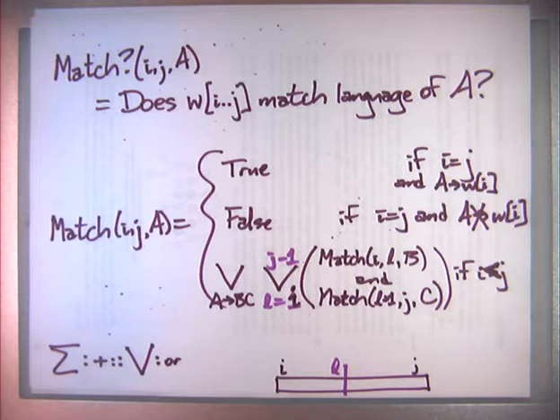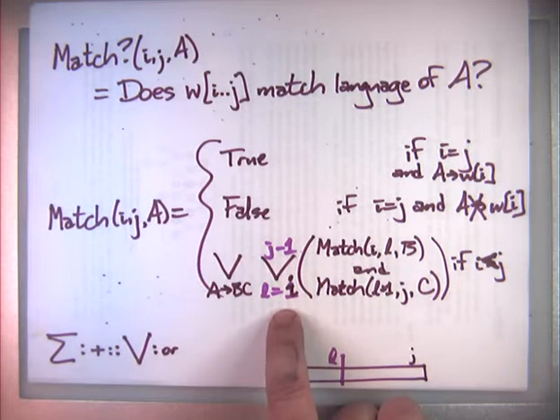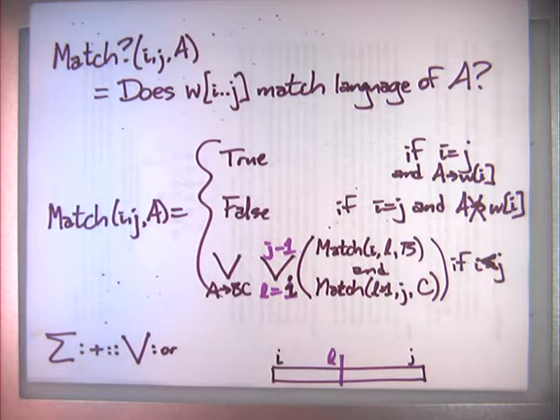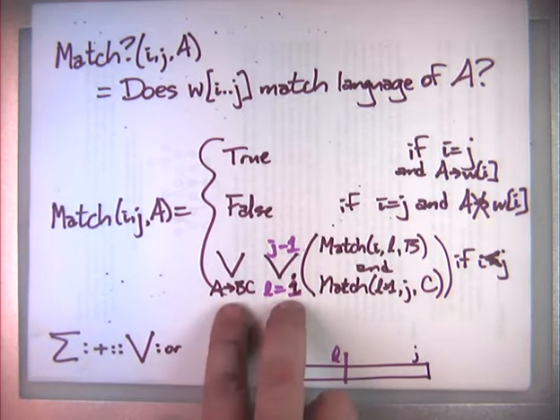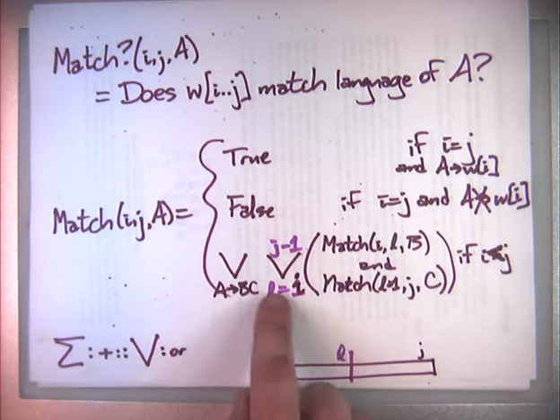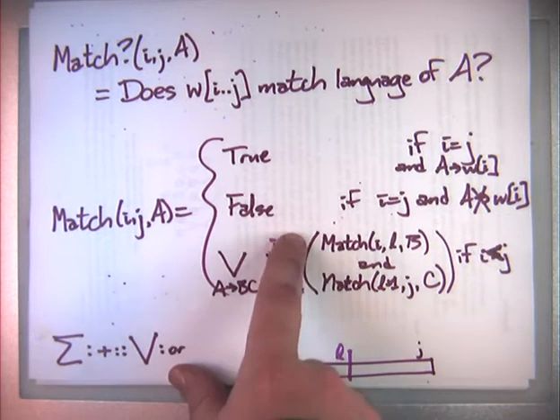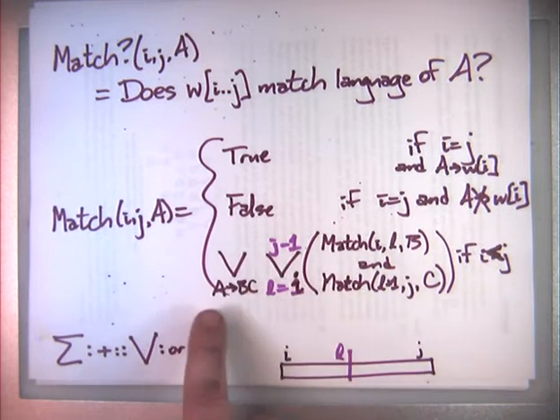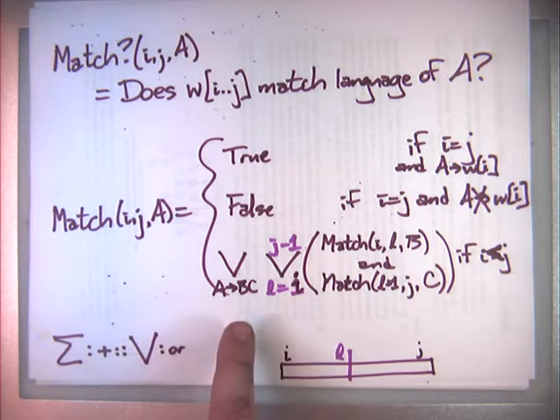How do you find L again? I try them all. L is somewhere between i and j minus 1. I don't know which one it is, so I try them all. I mean, when you see these things in the mathematical notation, what you should be thinking is for loop. Right? This is for L equals i to j minus 1. This is for all production rules A to something something.